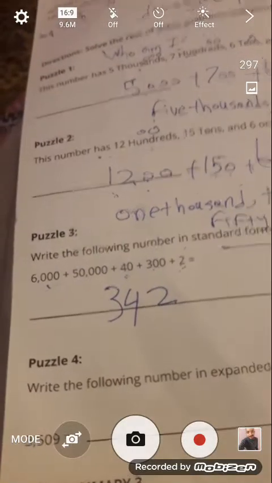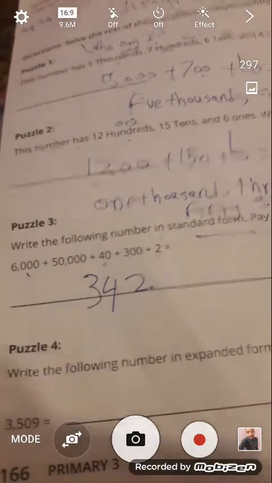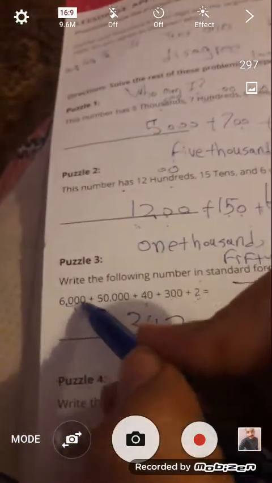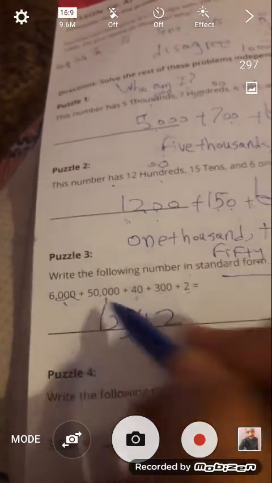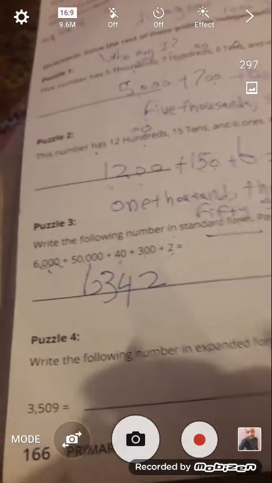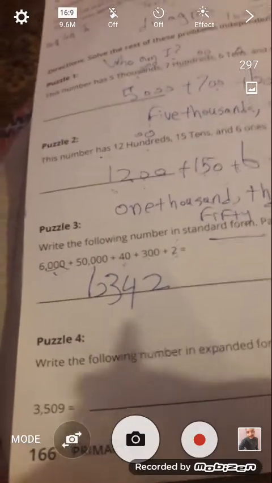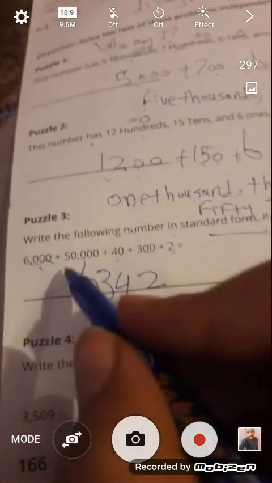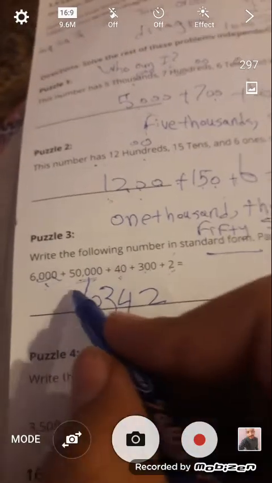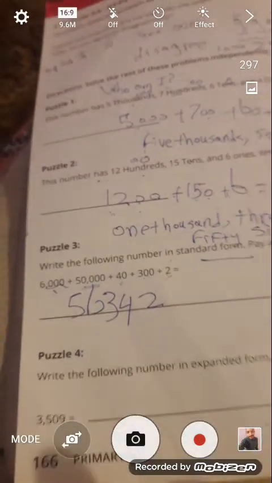Let's look at the number of thousands. The number of thousand has 3 zeros, which is 6,000. I'll write the number without zeros. Now let's look at the number of 10,000. 10,000 means 4 zeros. Let's look. It's the number 50,000, but we will write only 5 without zeros.